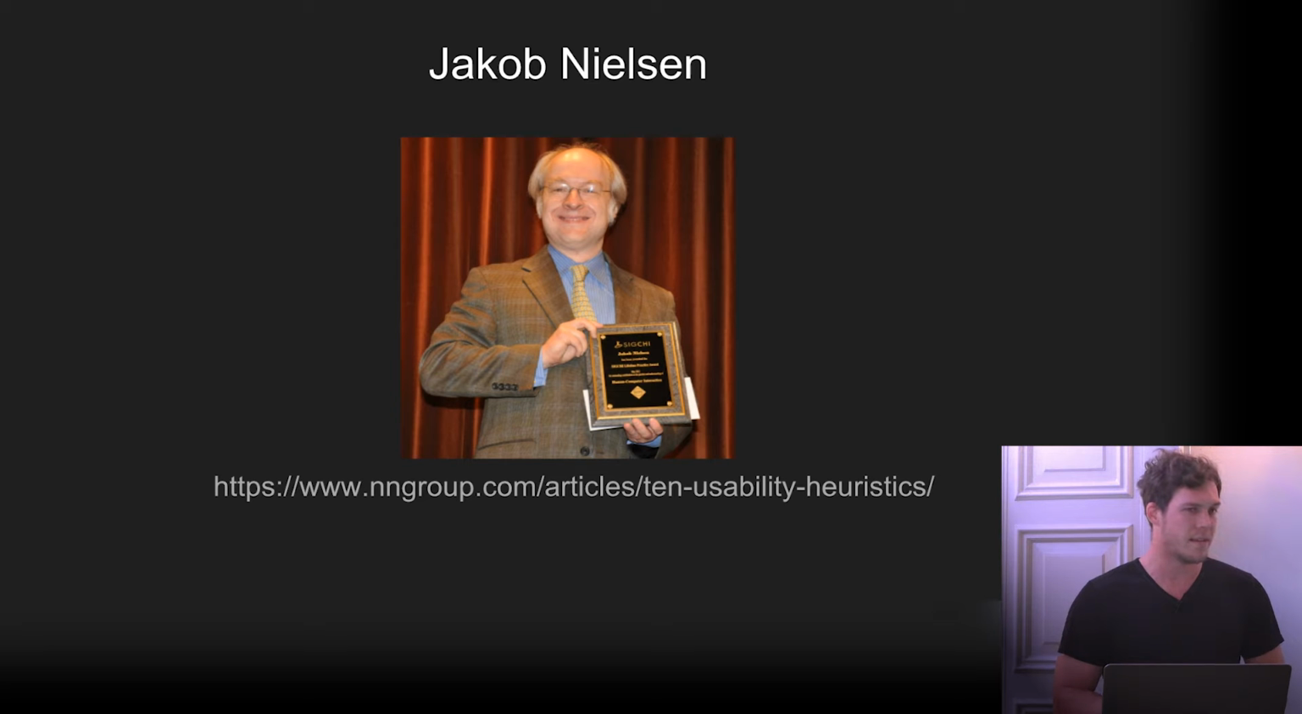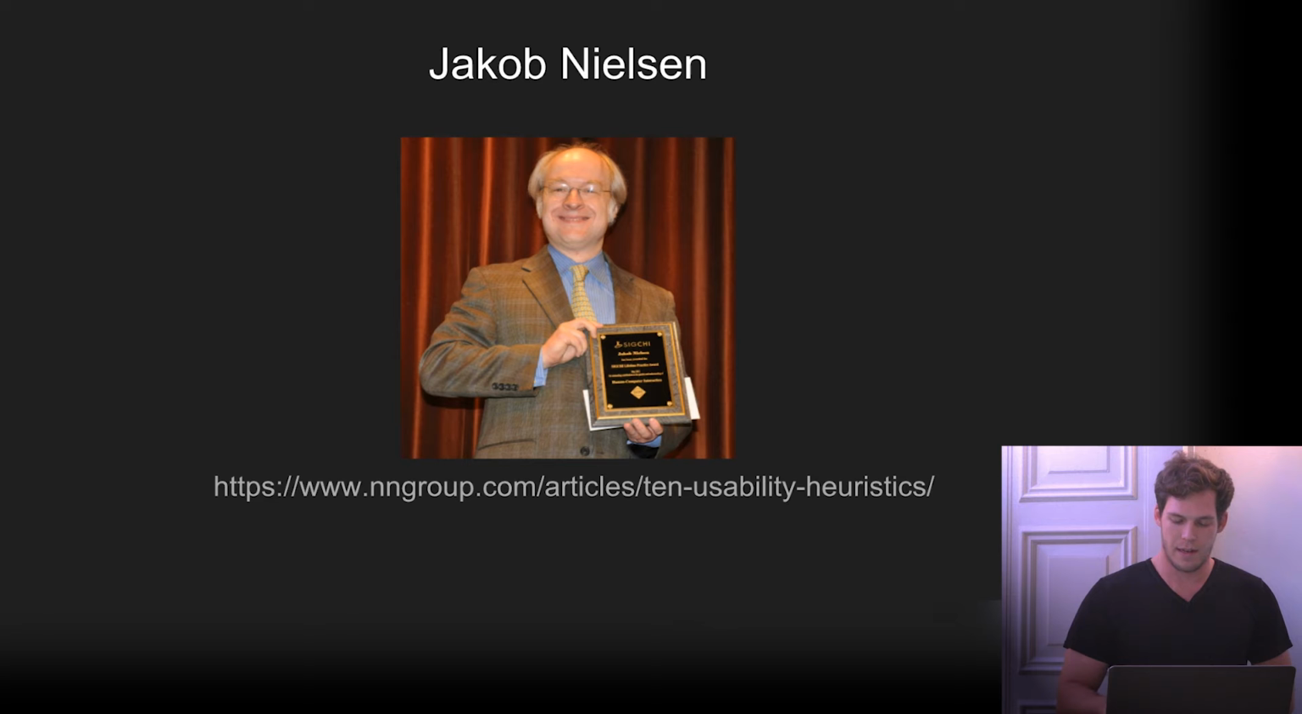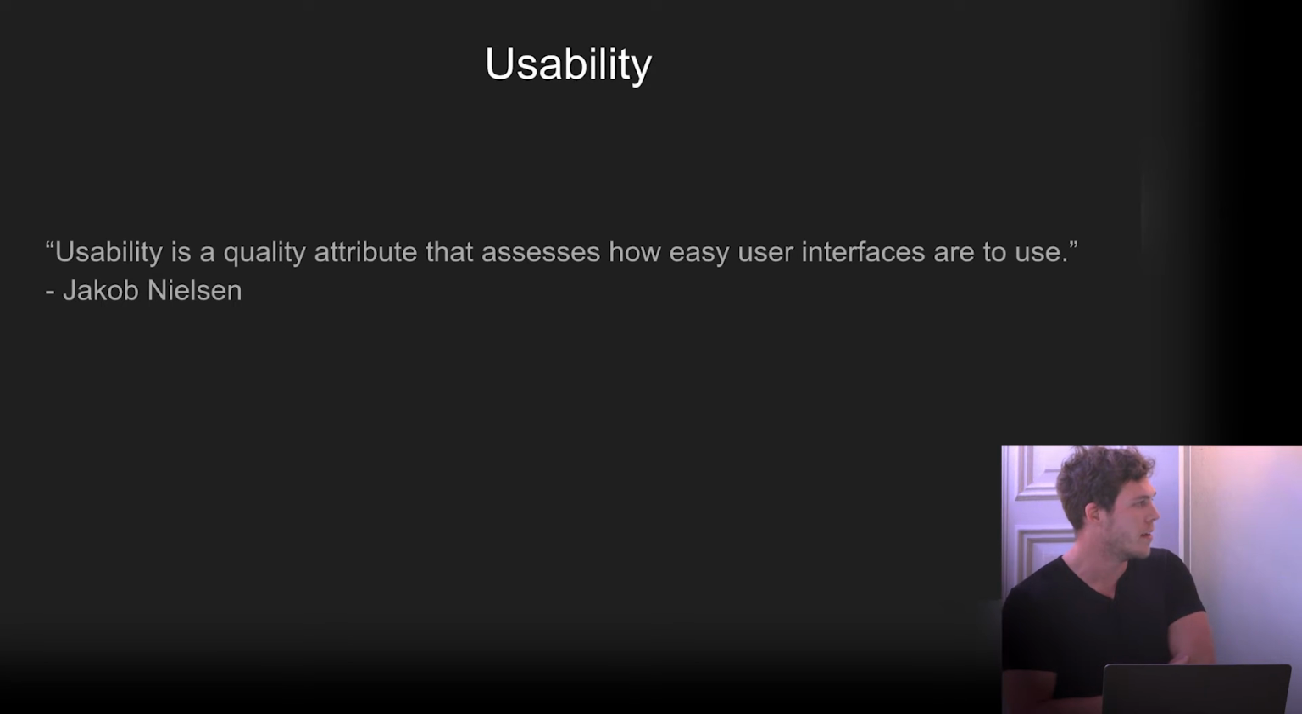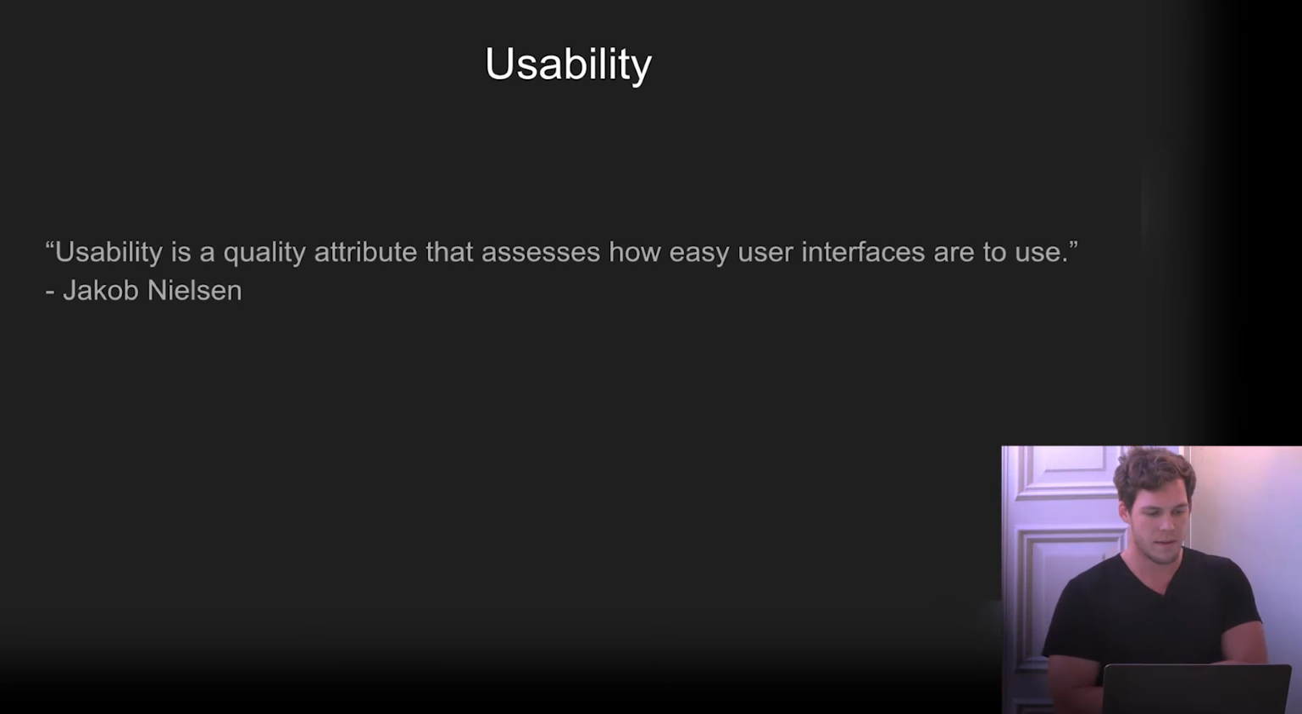And he wrote these 10 heuristics back in '94, so it's kind of an old article I based this presentation on, but I think it's still interesting to see where the baseline was at '94 and if it's still relevant today. And so this is a quote from him: "Usability is a quality attribute that assesses how easy a user interface is to use."